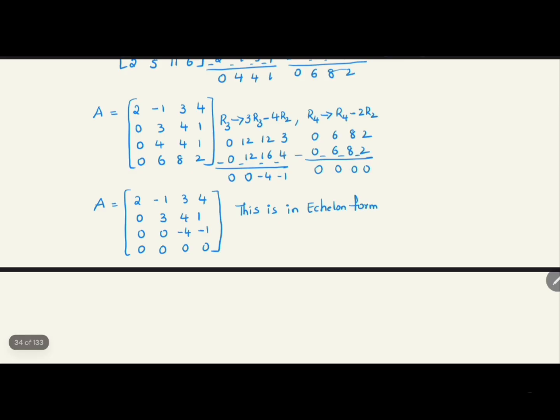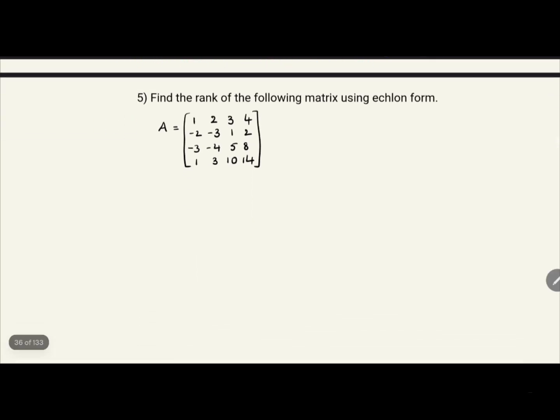This is in echelon form. Now, how many non-zero rows are there here? See, 1, 2 and 3. 3 non-zero rows. Therefore, the rank of the matrix is equal to the number of non-zero rows. Therefore, the rank of the matrix is equal to 3. Is that clear, students? Now let's go to the second problem.